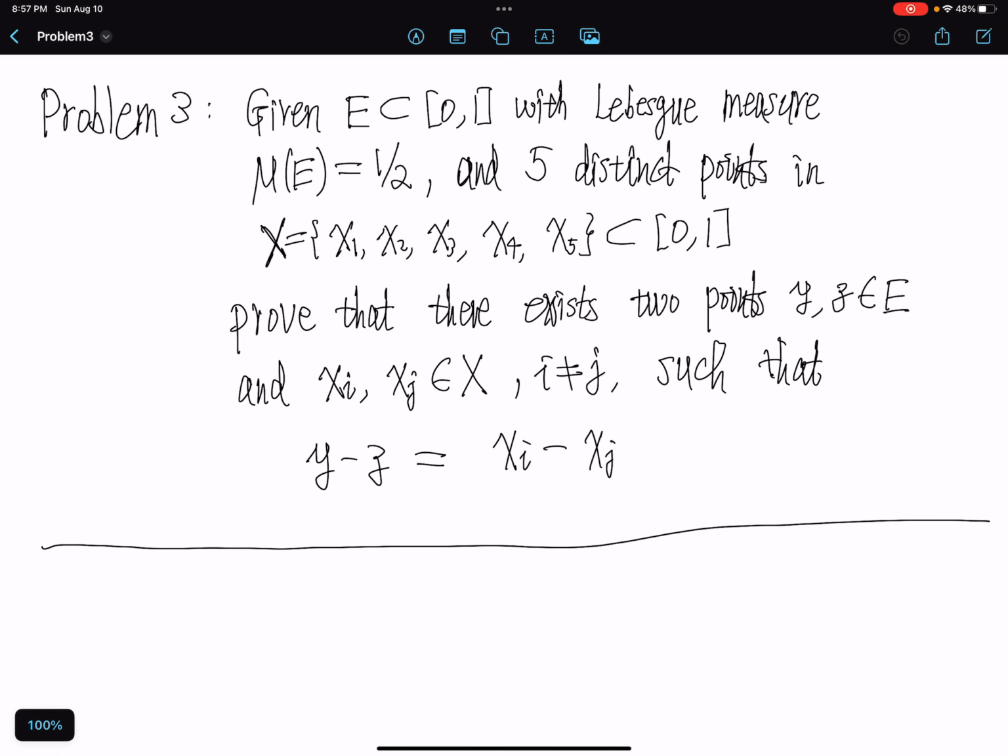Today we will be working on the following problem 3. Given a subset E of [0, 1] with Lebesgue measure 1/2, and 5 distinct points in a set X, x_1, x_2, x_3, x_4, x_5, also in [0, 1]. Prove that there exist 2 points y and z in E and 2 points x_i and x_j, such that y minus z equals x_i minus x_j.